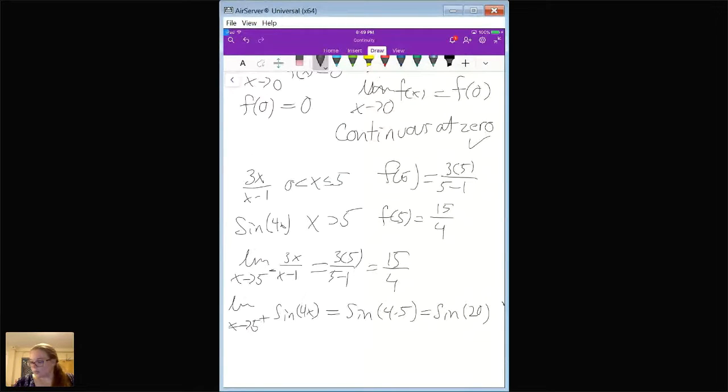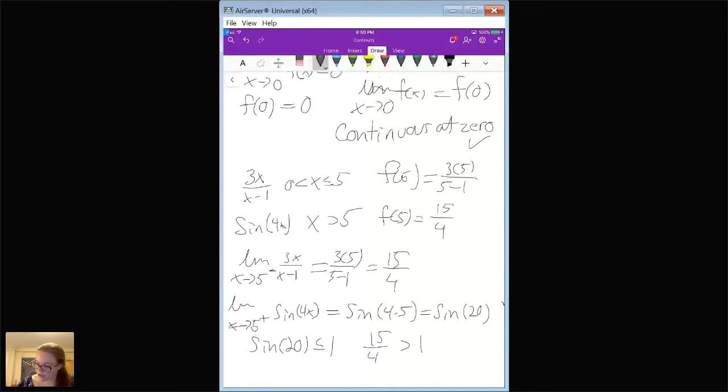Okay, so sine of 20, what do we know about the amplitude of sine? Great. Okay, so Natalie just came out with what I was thinking of. So 15 over 4 is out of the range for sine. The range for sine is what? 1 is the amplitude, and it ranges from -1 to 1. So we know that sine of 20 has to be less than or equal to 1, whereas 15/4 we know is greater than 1.